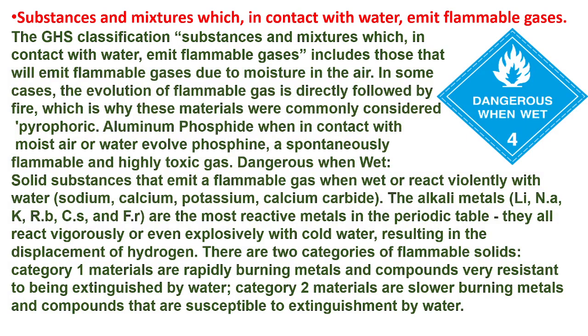Substances and mixtures which, in contact with water, emit flammable gases. The GHS classification: substances and mixtures which, in contact with water, emit flammable gases includes those that will emit flammable gases due to moisture in the air. In some cases, the evolution of flammable gas is directly followed by fire, which is why these materials were commonly considered pyrophoric. Aluminum phosphide: when in contact with moist air or water evolve phosphine, a spontaneously flammable and highly toxic gas.